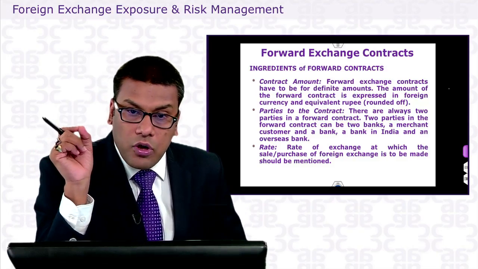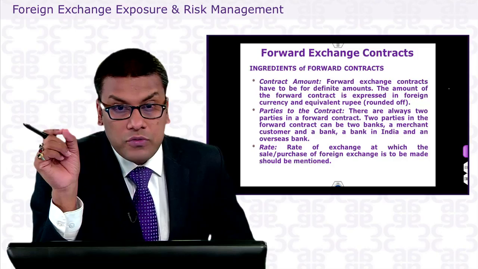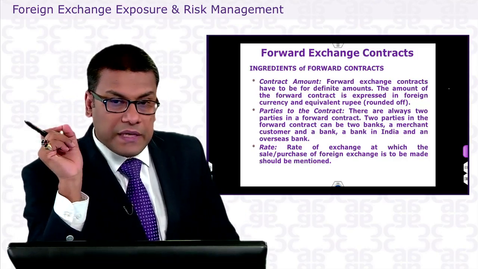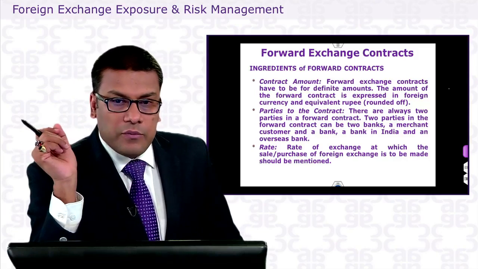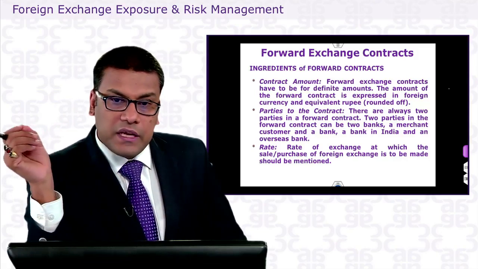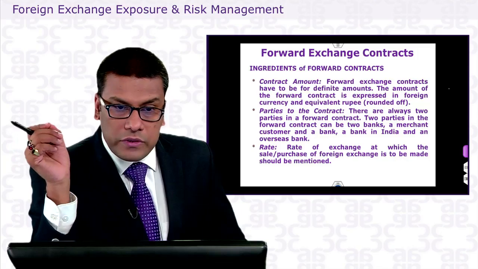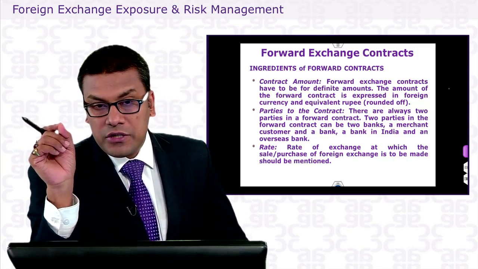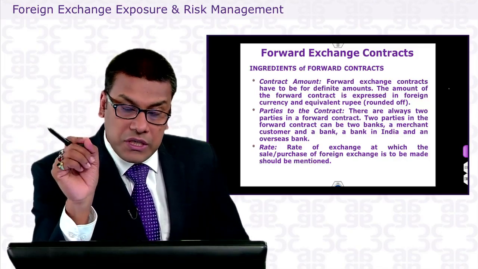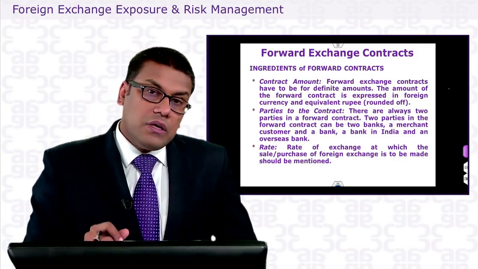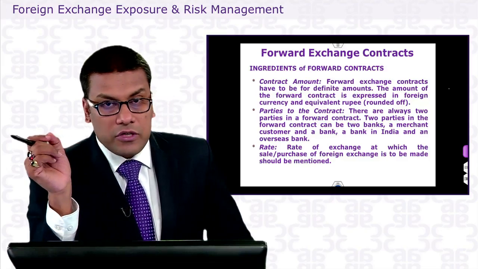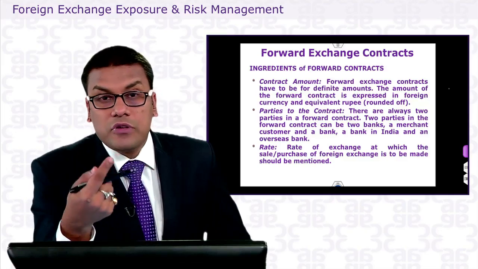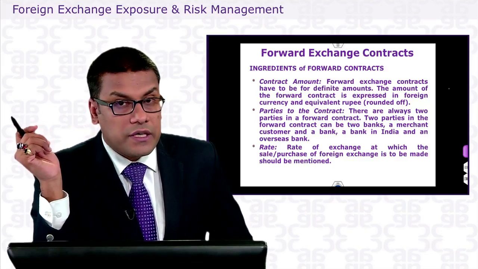And the parties to a contract: there would always be two parties to a forward contract. Out of these two parties, one has to be a bank. So it can be two banks, a merchant or a customer and a bank, or a Bank of India and a bank which is overseas. And the rate of exchange at which the sales or purchase of foreign exchange should be made also has to be mentioned. So you have to give a quotation, whether it's a forward contract or a spot rate. You have to give a quotation. That's where all the arithmetic, all the mechanism of working out a forward contract would come in handy.